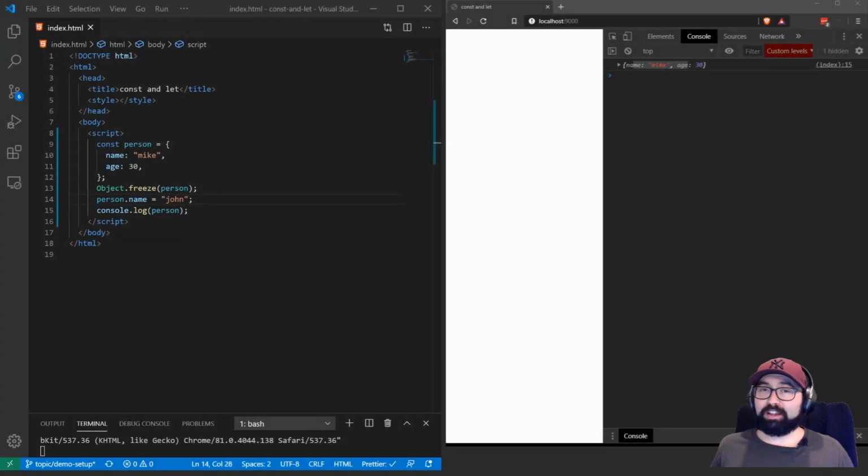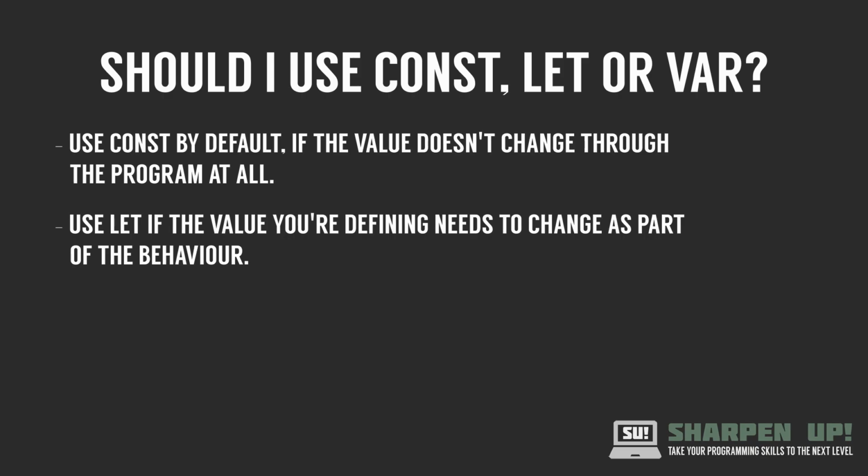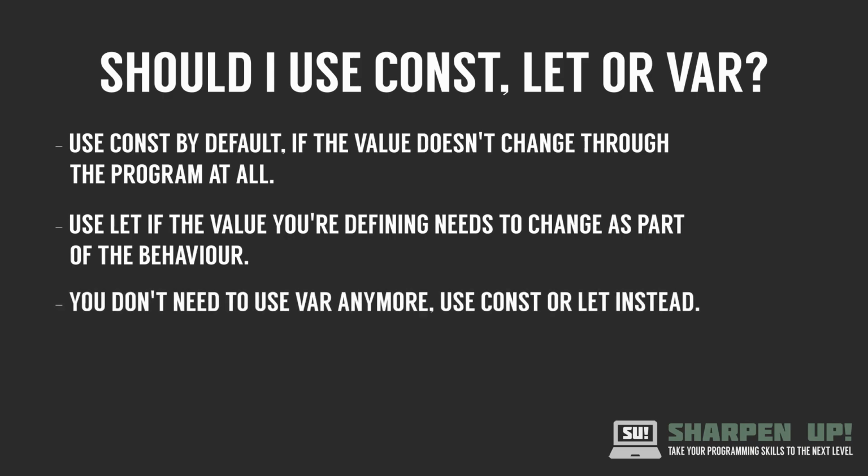So I know what you're probably thinking. Where does this leave us with var? Well, I use the following rule of thumb guidelines to help decide which keyword to use. Use const by default. Unless you know the value you're declaring needs to change throughout your program. Use let if the value you're defining needs to change as part of the behavior. You don't need to use var anymore. Use const or let instead.